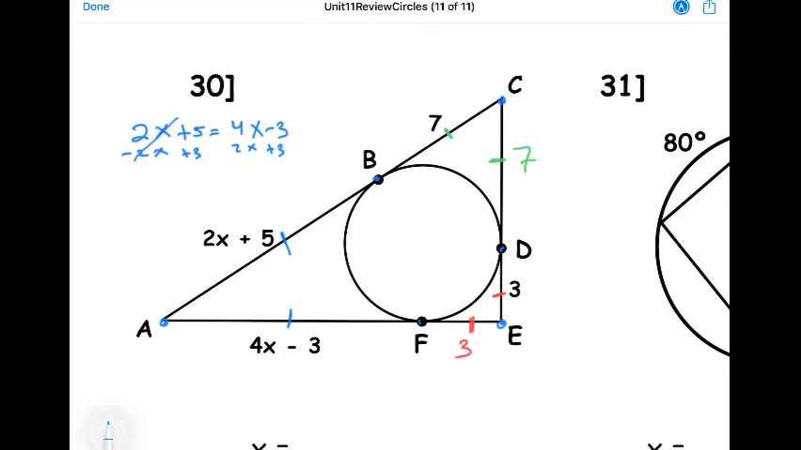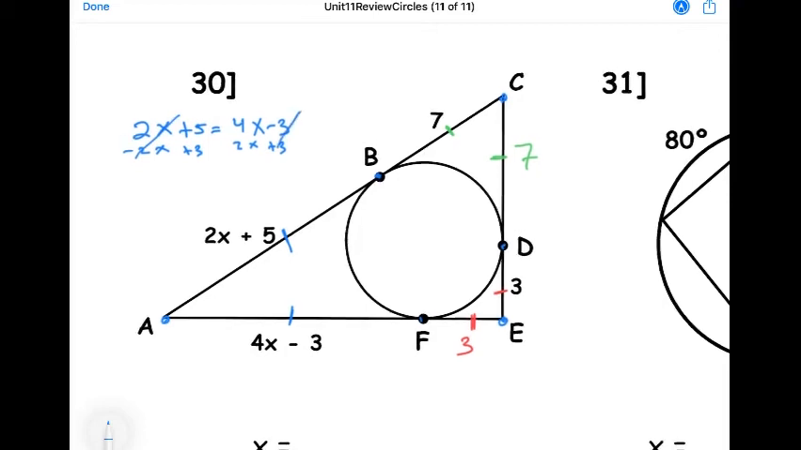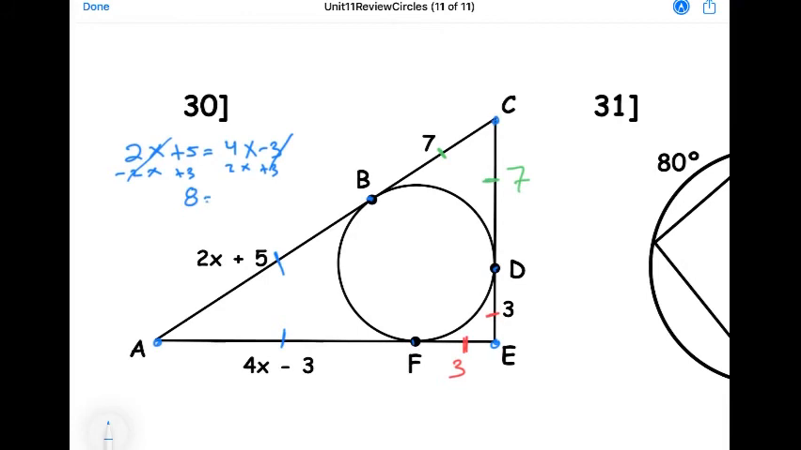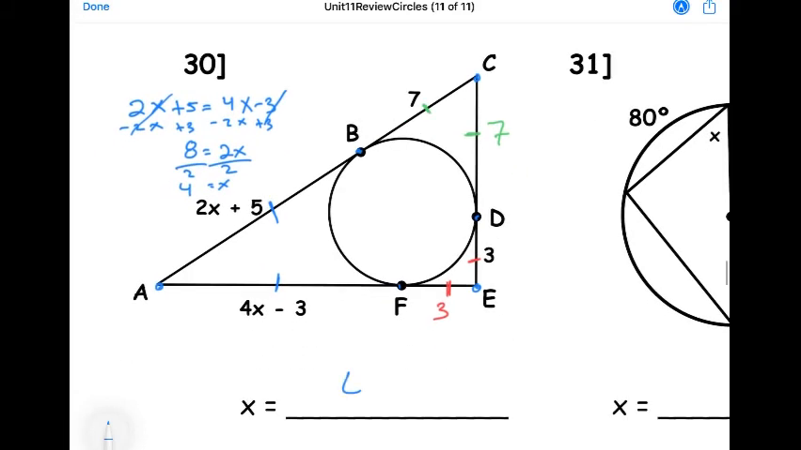On the left side, the x's cancel. On the right side, the 3's cancel. On the left side, I'm left with 8. On the right side, I got 2x divided by 2, and I get x to be 4. Now, if x is 4, to find the measurement, I simply plug x in here. So 4 times 4 is 16, minus 3 is 13. And so A to F is 13, and if we plug in 4 in there, 4 times 2 is 8, plus 5 is also 13.